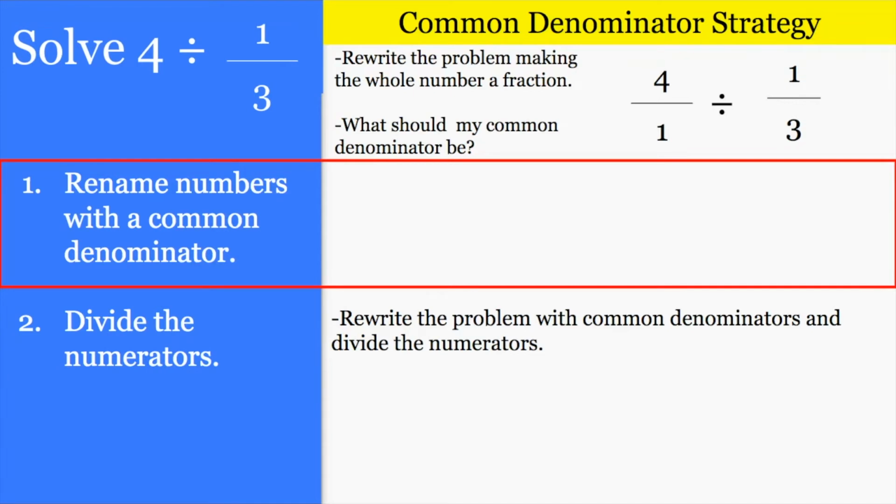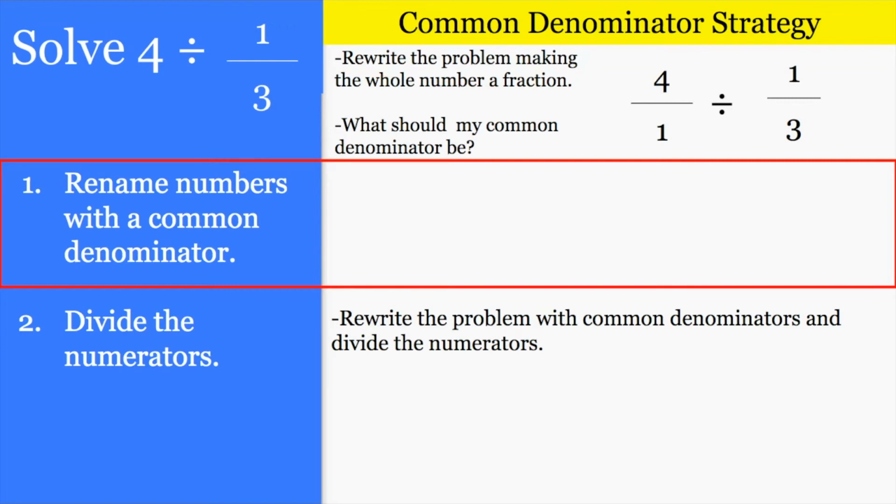All right, now let's do the same problem using the common denominator strategy. Before we actually begin, I want you to notice that I have rewritten the problem, making the whole number a fraction. So I've taken the 4 and I put it over 1. So now I have 4 over 1 divided by 1/3.